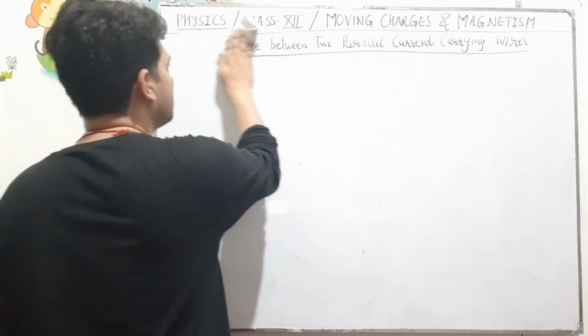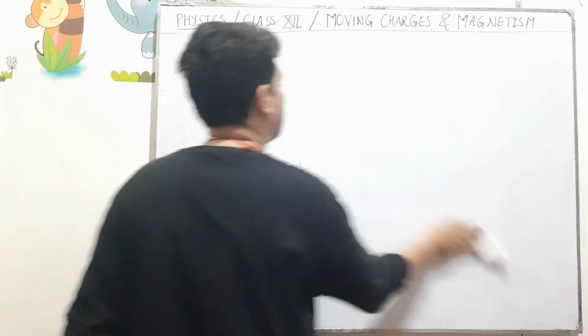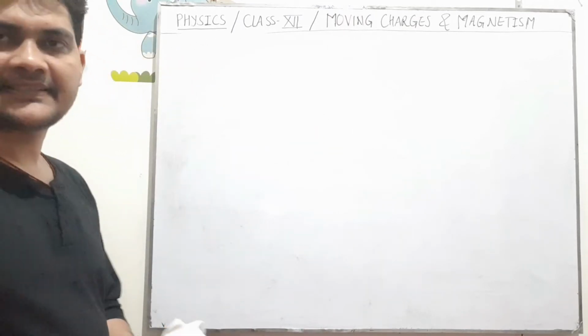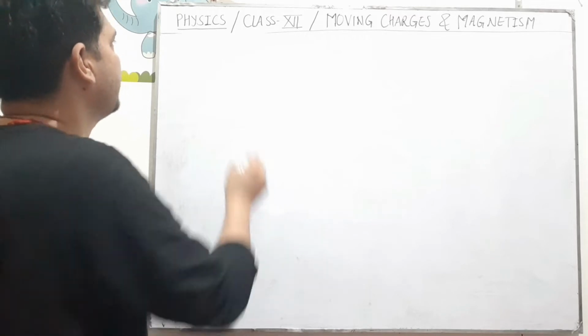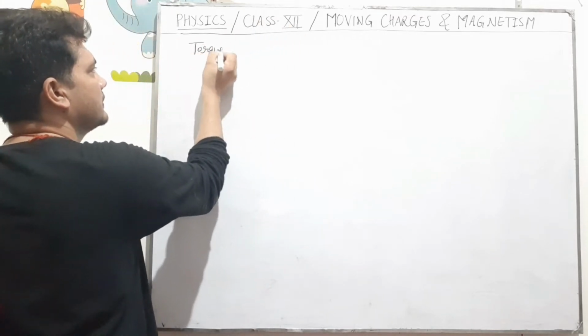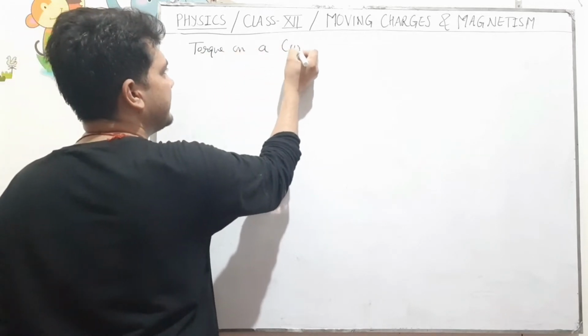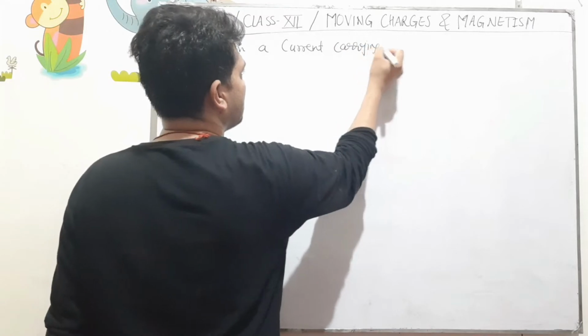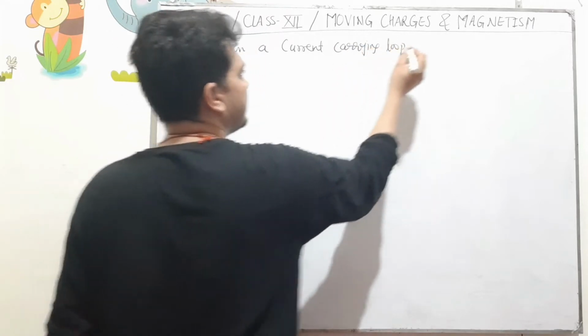Now let us move to the next topic. Let us now move to the next topic, that is torque on a current carrying loop in magnetic field.